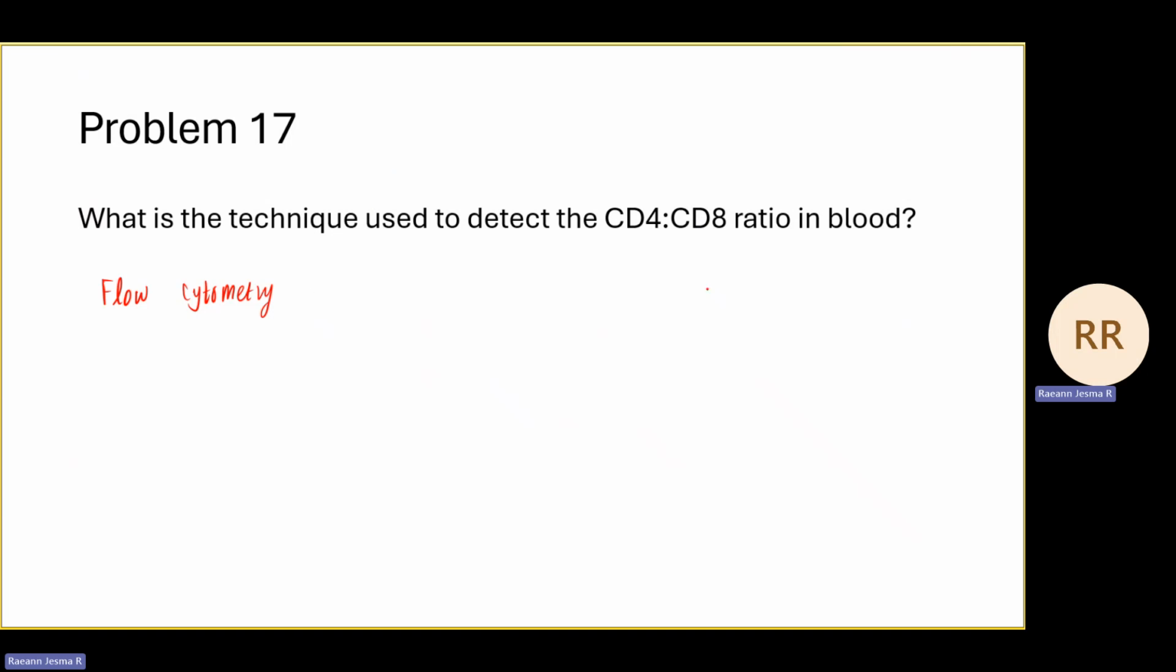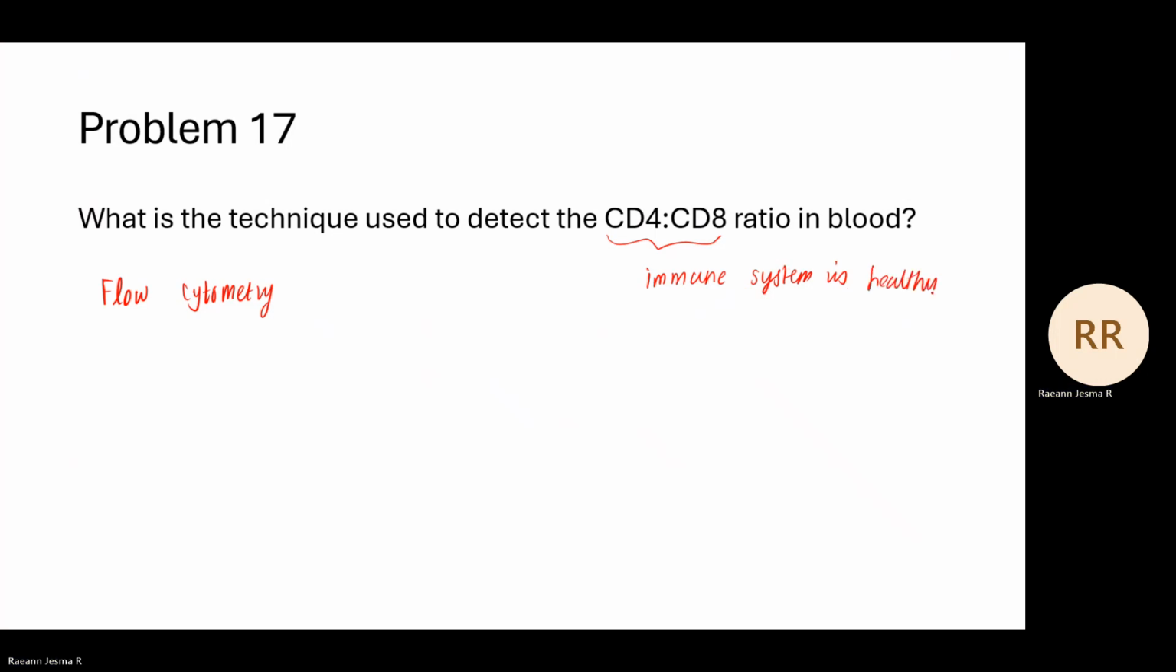Before that, let me ask another question. Why do we need to detect the CD4 by CD8 ratio, and what does it mean? This CD4 by CD8 is a reflection of the immune system health, so how healthy your immune system is. If it is greater than 1, then your immune system is healthy. If it is less than 1, then that means the person is suffering from some kind of disease.